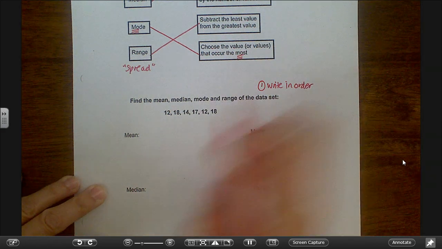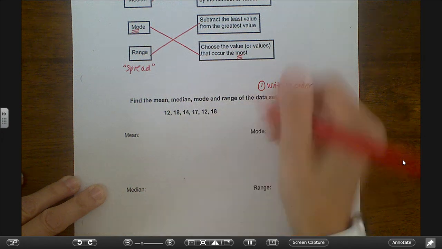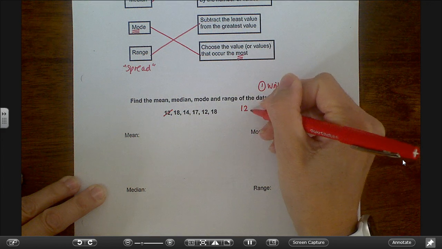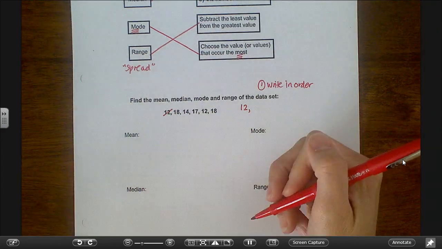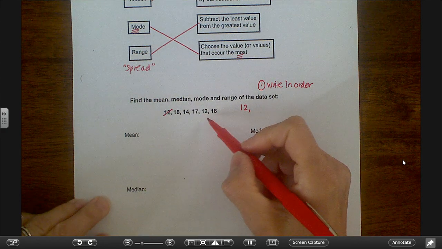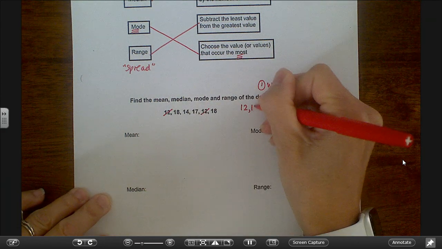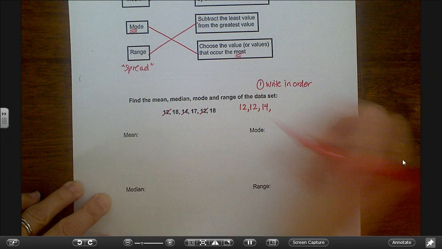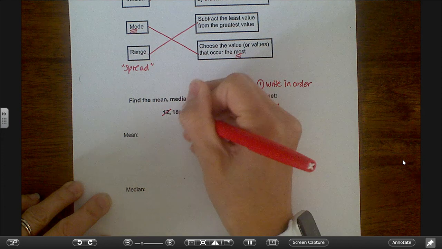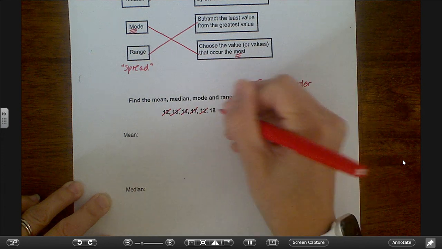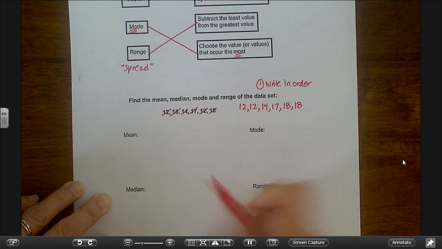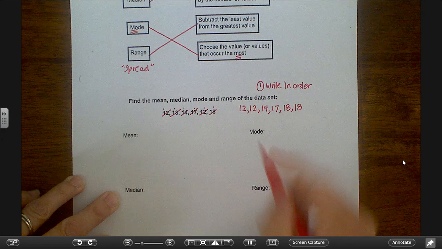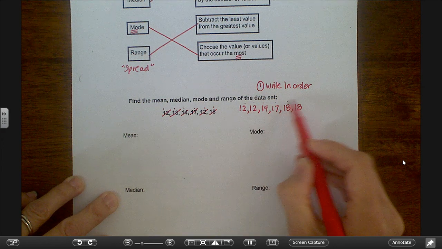So I'm going to start. My lowest number I have here is 12. As soon as I write a number, I cancel it out, just so I know I've already done it. The other thing you're going to want to do is to make sure that if a number appears more than once, write it more than once. So 12, 12, then 14, then 17, then 18, and also 18. And just check, I have 1, 2, 3, 4, 5, 6 points in my original data set. Good, I have all of them.